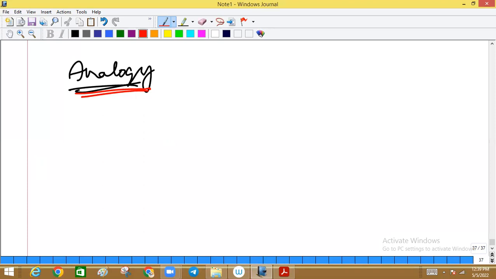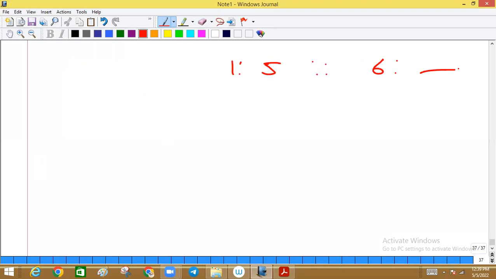So now we are going to start with numbers. Write down the heading: number analogy. So in case of analogy, for example, if this is the question, 1, 5, the same way, 6, how much? What is the answer?